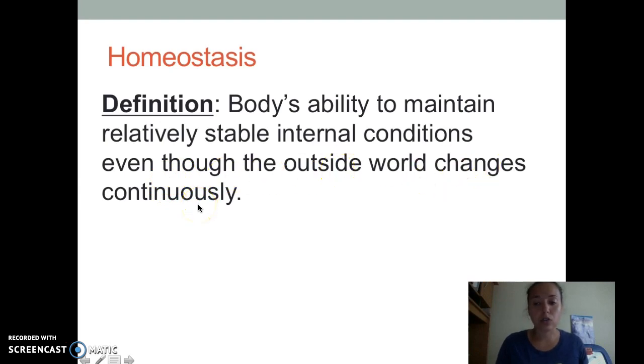continuously. So your cells are all working together in order to maintain this stable internal environment, even though when you're walking outside, things are changing, temperature, pressure, and you're constantly consuming food, which changes the ion composition of your body, changes the glucose levels. So what your body is doing is working together to maintain a stable internal condition.